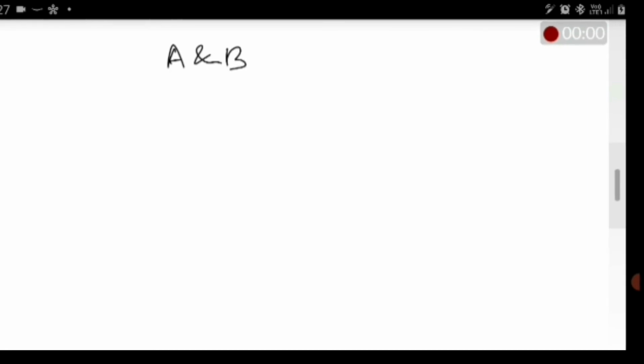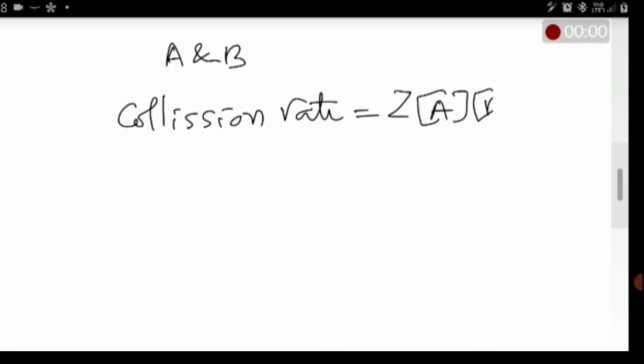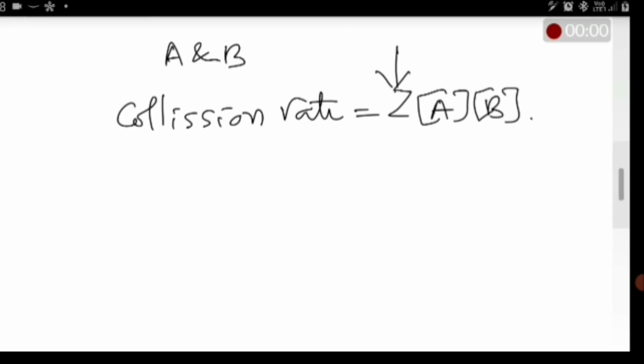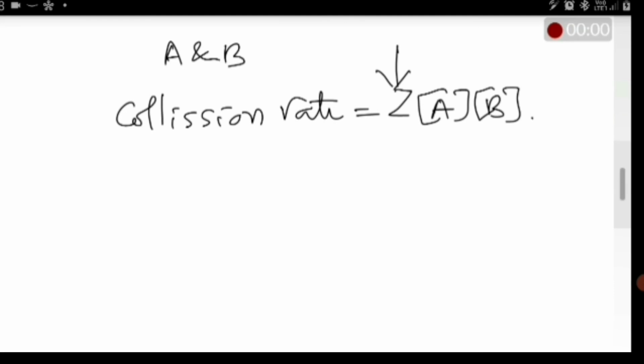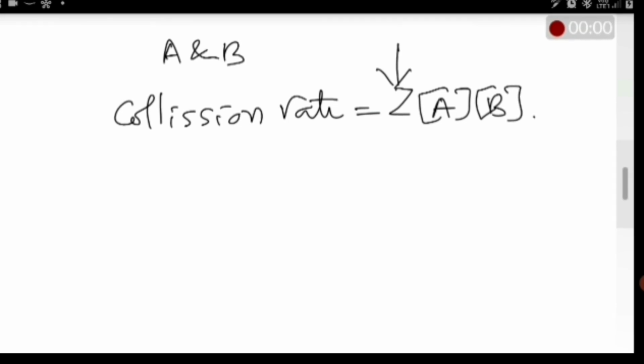Since bimolecular collisions between any two molecules, say A and B, occur at a rate that is proportional to their concentration, we can write collision rate is equal to Z into A into B. Just like we write the rate equation, where reaction rate is K into A into B, here the collision rate is Z into A into B. So Z is called the collision frequency constant and has the unit of a second order rate constant, because two substances collide. The reaction rate is lower than the collision rate.